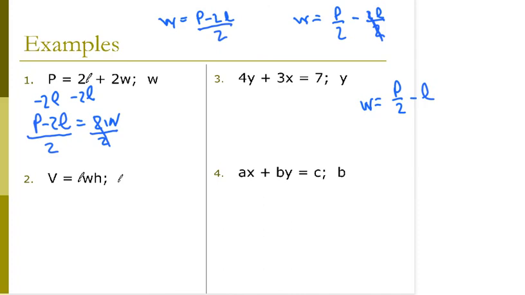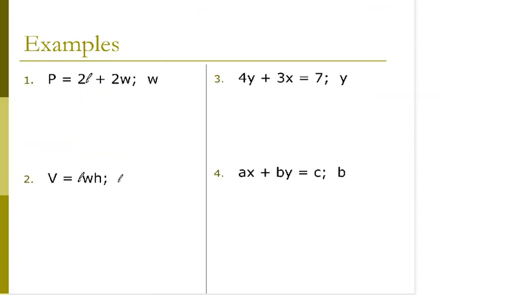In the second problem, we're trying to solve for L. So the w and the h have to go. So we can divide both sides of our equation by w and h, since they represent a constant factor. So the w is going to divide out. w divided by w is 1. h divided by h is 1. So we're just left with the length is equal to volume divided by the width times the height.